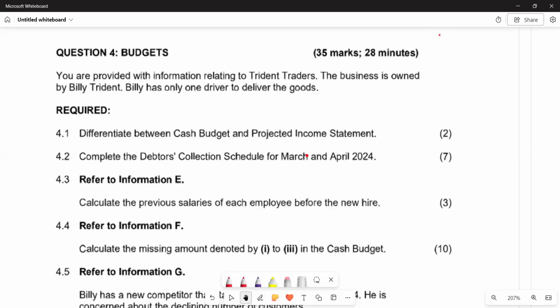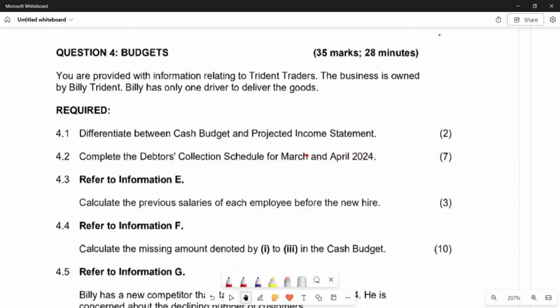In this video, I want to look at a question on budgets, from the question paper. We are going to go through the question and then answer what's required. Our question is: you are provided with information related to Trident Traders. The business is owned by Billy Trident. Billy has only one driver to deliver the goods. On the required part, 4.1 is differentiate between cash budget and projected income statement.